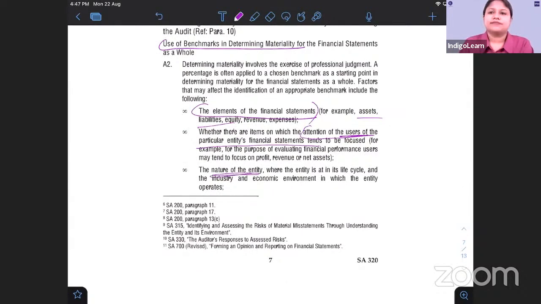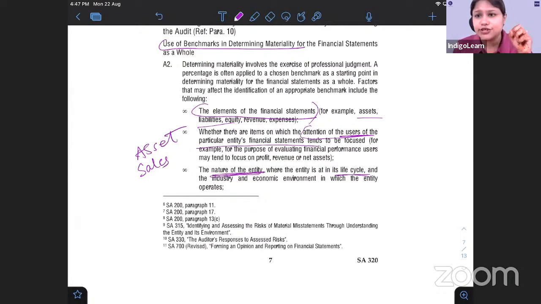Nature of the entity. If you take a manufacturing business, okay, the item would be maybe assets. Their assets are considered to be very significant. If you take an organization which is into trading, sales could be considered, correct? So that is the reason we say nature of the entity also becomes important in choosing the appropriate benchmark. Life cycle, whether you're in the introduction phase, whether you have reached maturity, are you growing? That also you should consider while choosing your benchmark.